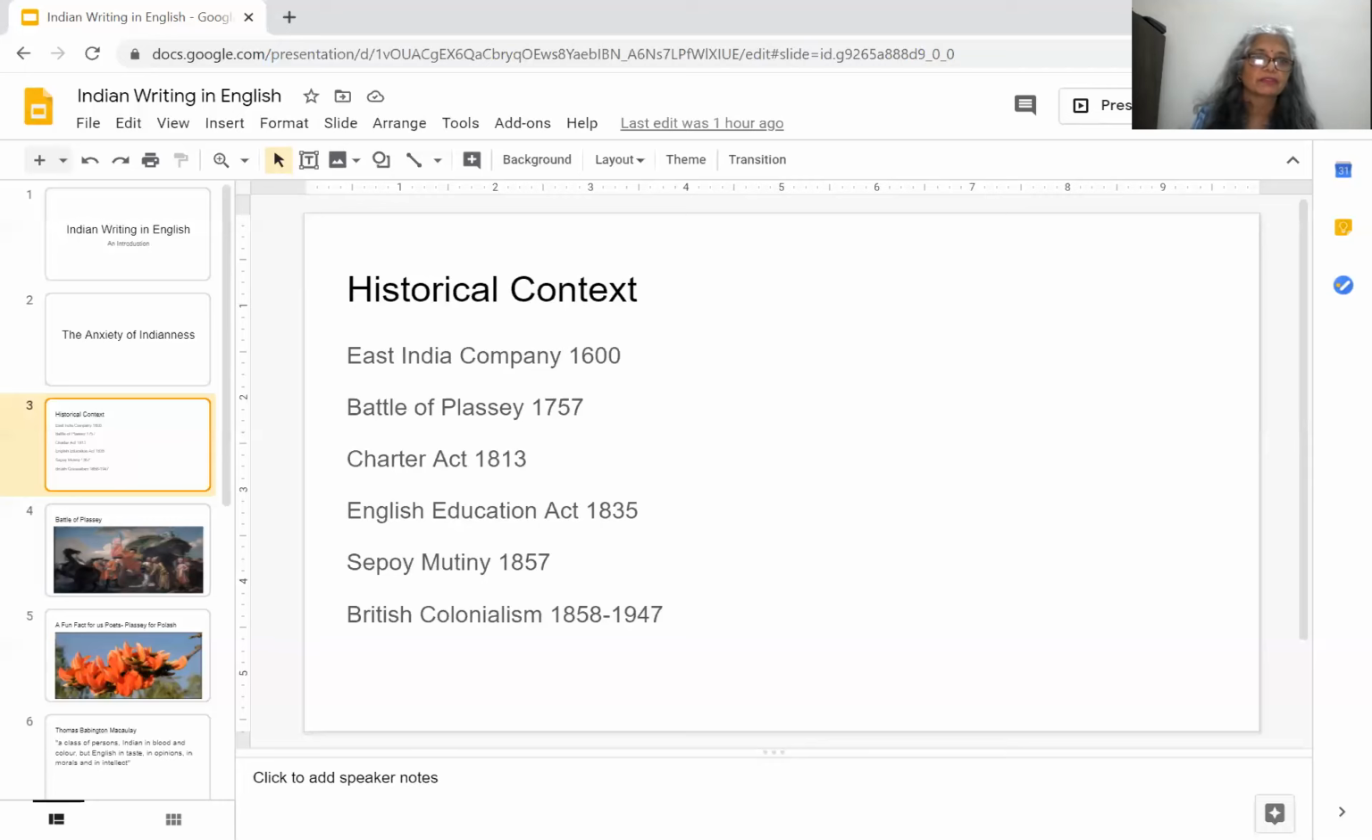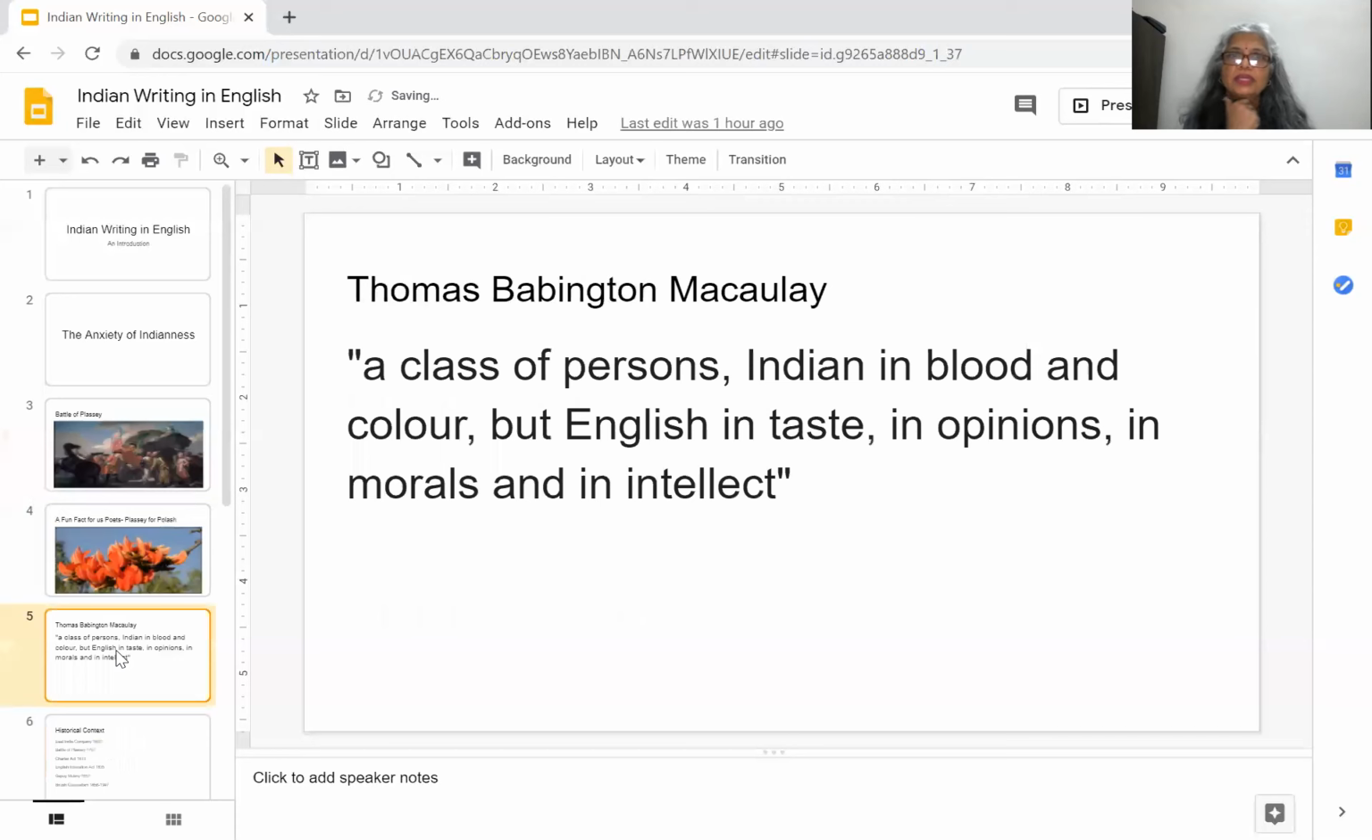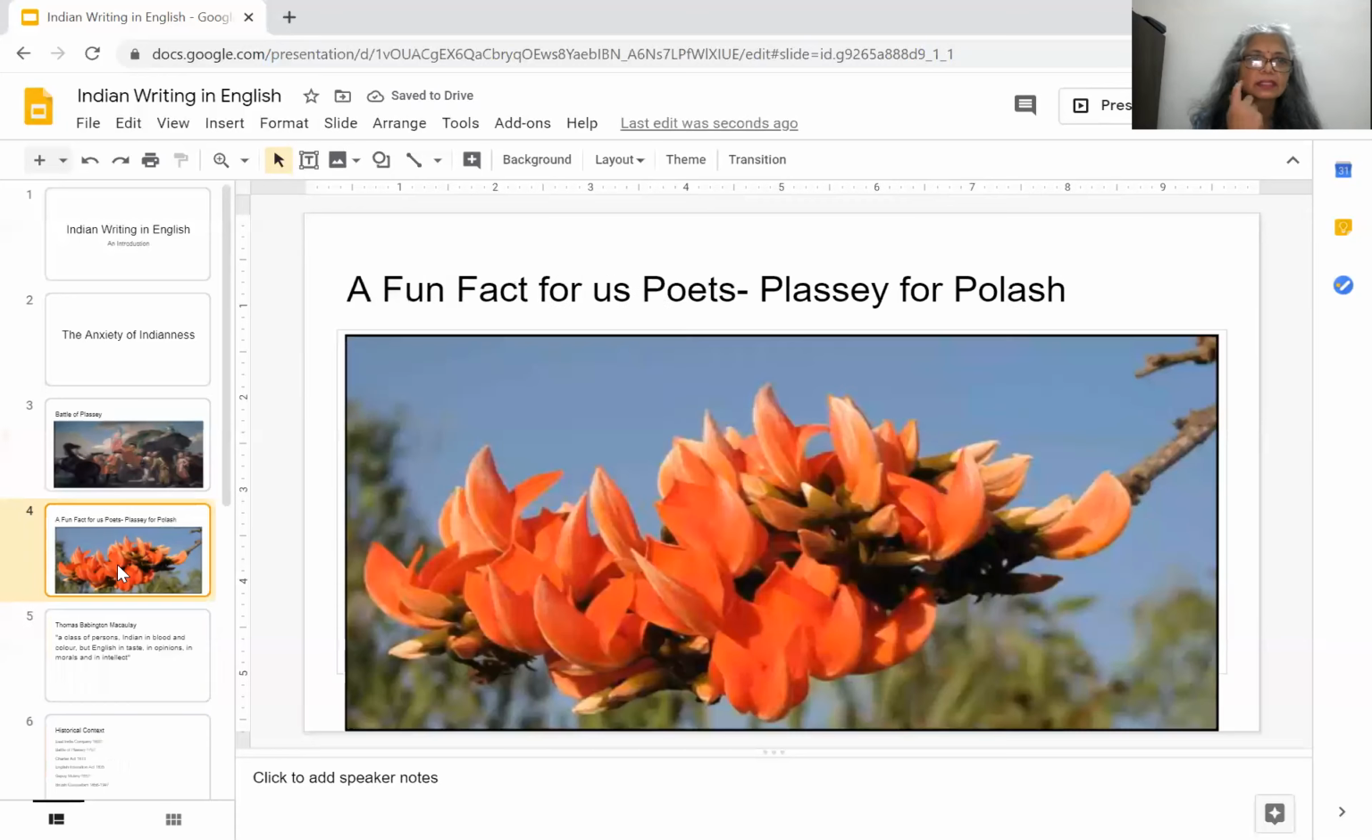I'll just show you the picture of the flower. This is a beautiful flower, and I thought it's necessary for us to indulge in a little bit of fun fact because we are also supposed to be poets and to have a leaning towards the beautiful things of life. So the fact that the Battle of Plassey was fought on a land where a lot of Palash trees grew, I thought it was necessary for you to know because it alleviates the tension that you generally associate with war and battle.